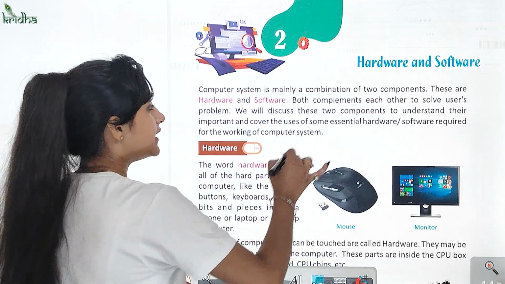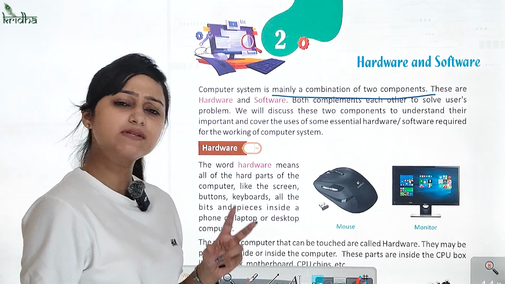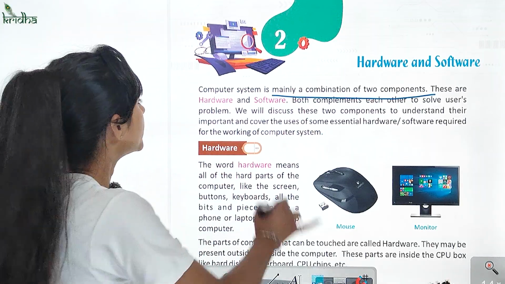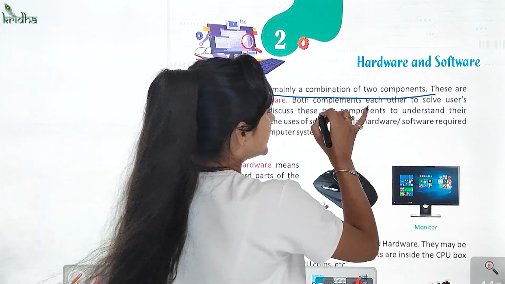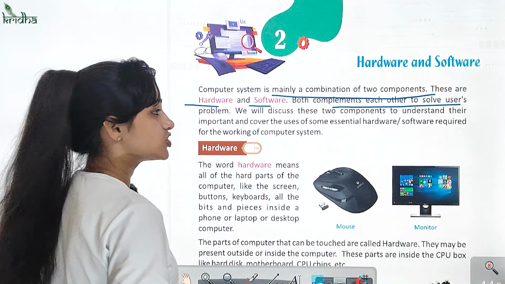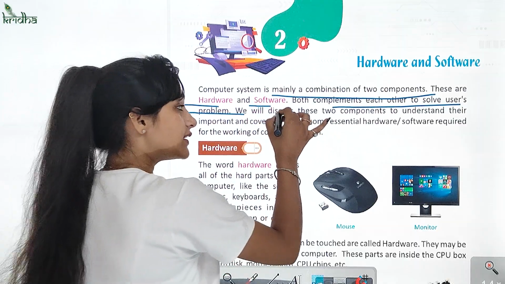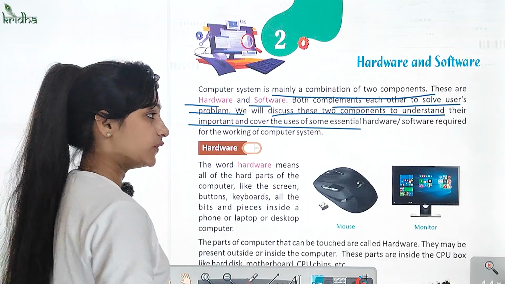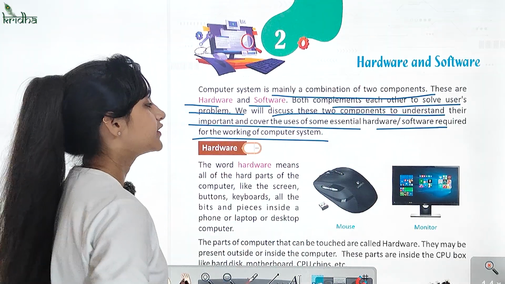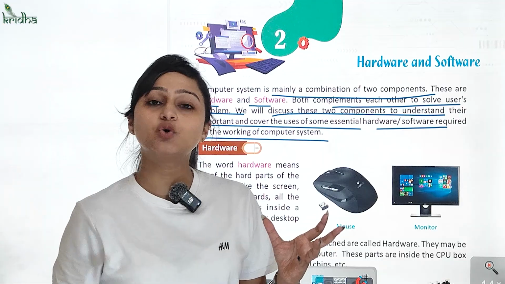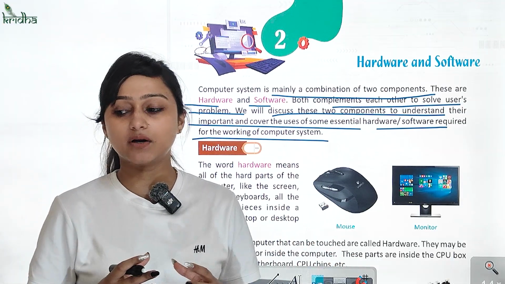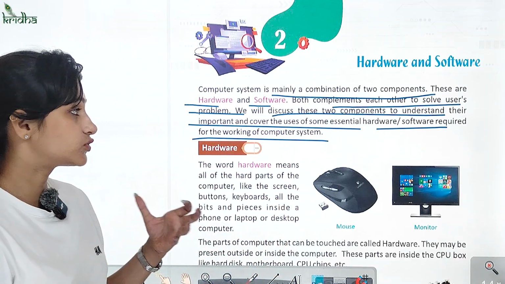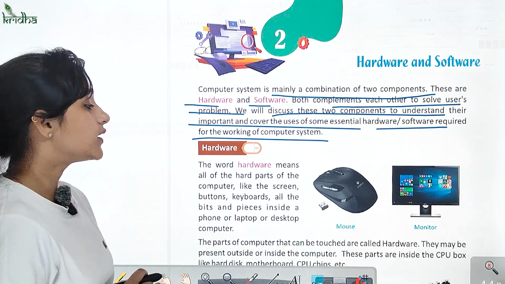Computer system is merely a combination of two components, that is hardware and software. Both complement each other to solve users' problems. We will discuss these two components to understand their importance and cover the uses of some essential hardware and software required for the working of a computer system. Both hardware and software work together to solve the user's problem.